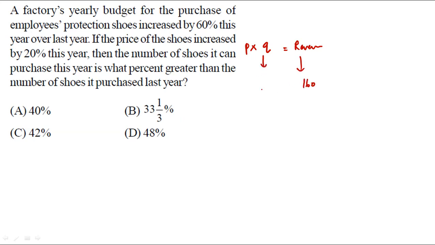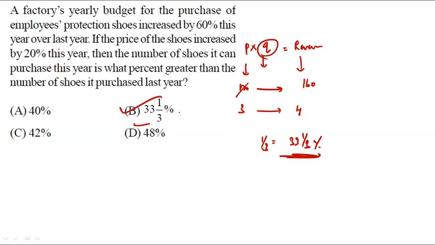Okay, quantity increased by how much? So he said the price of the shoes increased by 20%, which means you can say 120. If 120 becomes 160, how much can the quantity increase? So if you cancel it in the 30 or 40 table, 3 4s are 12, 4 4s are 16. So 1/3 you can increase. There is a scope of 33 1/3% you can increase. So obviously quantity is increasing by how much? 33 1/3% over the previous year to this year.